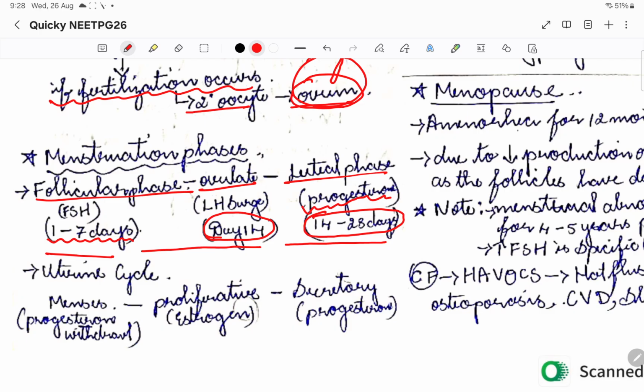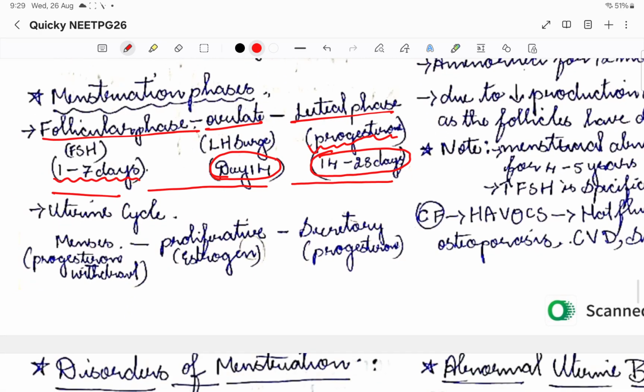Once there is no fertilization, progesterone withdrawal will happen, and during progesterone withdrawal, bleeding will happen. This is what is called menstruation. Then again the cycle repeats every month till menopause. Let us see in each phase how the uterine cycle is.